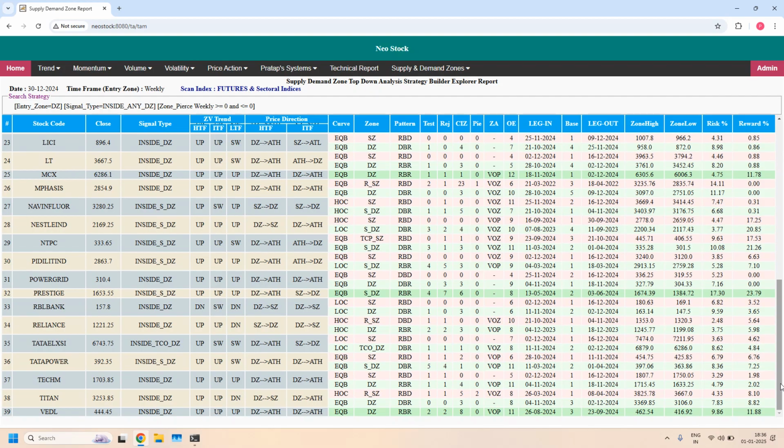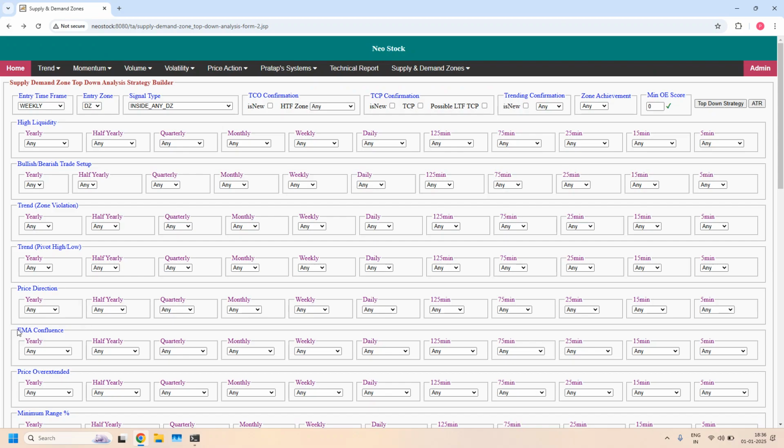So total 39 stocks are filtered where price closed inside the weekly demand zone. We can further filter this list based on the weekly demand zones having high probability, based on the weekly EMA confluence. So in the EMA confluence at weekly time frame, I am selecting the filter weekly demand zone having weekly EMA confluence. And also the trend should be either up or down, but not sideways on weekly time frame. So I am selecting up or down.